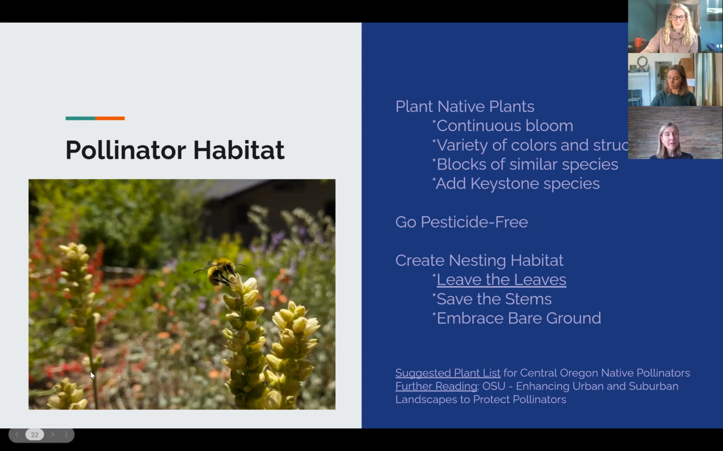And I've added a couple of resources on the bottom here. I have a plant list of suggested native pollinator plants for our area, and also an article from OSU, which goes really in depth about planting pollinator habitat in urban and suburban areas.